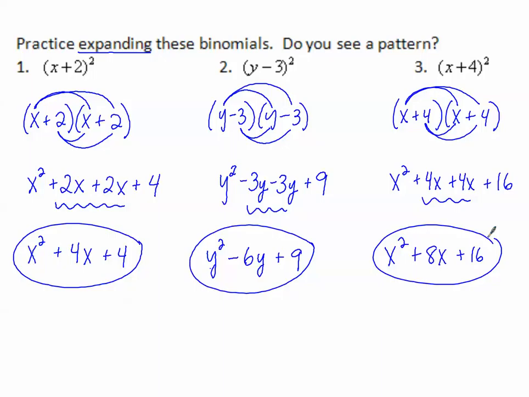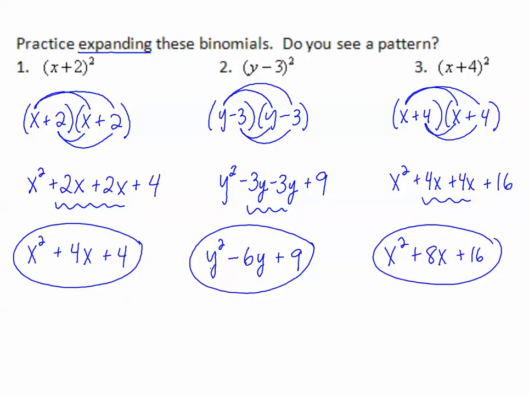Now, we can always do it this way. Write it twice and FOIL, or write it twice and distribute. But I like to not have to do as much work. I like to do less work if it's possible and still get the correct answer. So do you see a pattern?